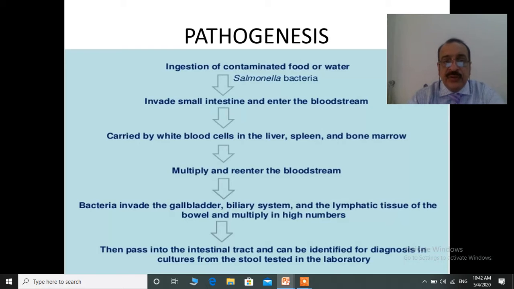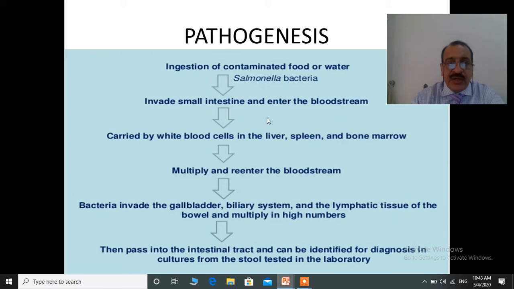Pathogenesis of typhoid fever. Once the Salmonella typhi is ingested in contaminated water or food, it invades the small intestine and enters the bloodstream. This is known as primary bacteremia. At this moment, the patient does not have any signs and symptoms.